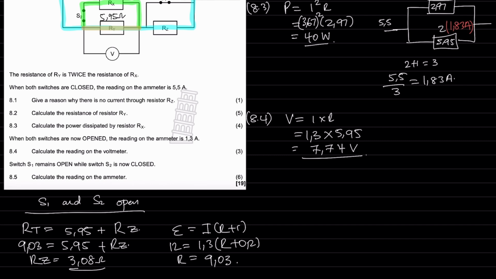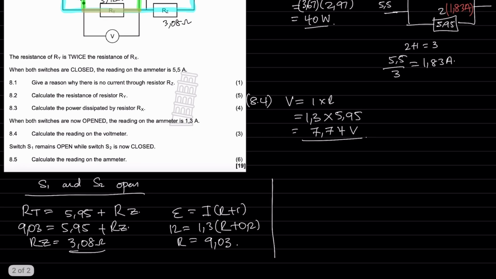Now that we know what RZ is, we can then work out the total resistance and then get our current. So RZ is 3,08 ohms. Now let's work out our total resistance. Now this is when S1 only is open. When S1 is open, my total resistance is going to be my parallel combination plus my series combination.